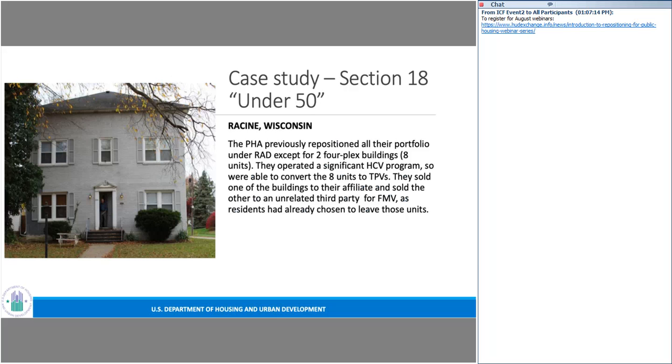So just as a quick case study, Racine, Wisconsin had converted a good portion of their portfolio under RAD, and they literally had 8 units left in 2 floor flats. They came to us and said they really just want to get the vouchers and sell these floor flats. They may keep one of them, but they don't necessarily want to keep the rest. So they submitted their application and we gave them 8 vouchers and they closed down their program. They're no longer a Section 9 program. They no longer have public housing units. They do have project-based vouchers in one of their buildings.